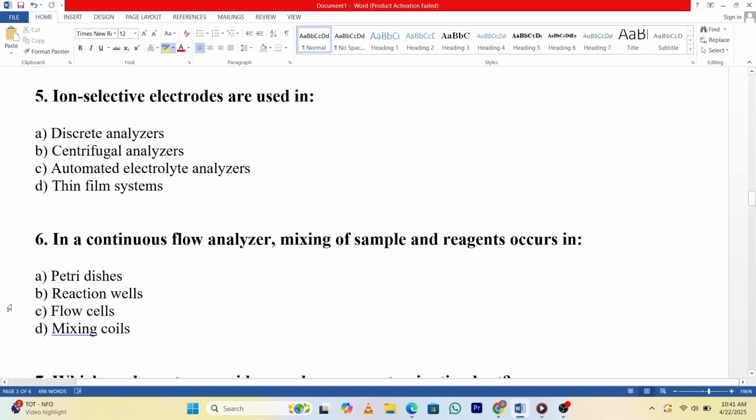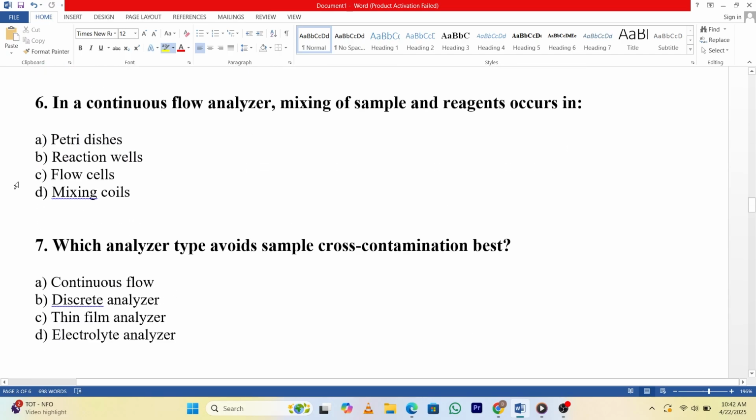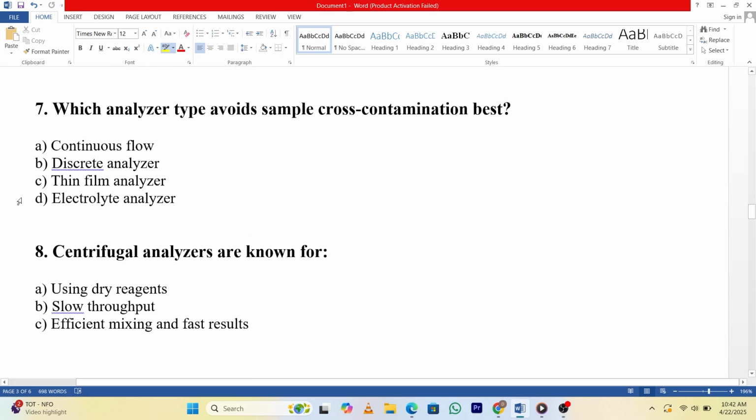5. Ion-selective electrodes are used in A. Discrete analyzers. B. Centrifugal analyzers. C. Automated electrolyte analyzers. D. Thin film systems. Answer: C. 6. In a continuous flow analyzer, mixing of sample and reagents occurs in A. Petri dishes. B. Reaction wells. C. Flow cells. D. Mixing coils. Answer: D.